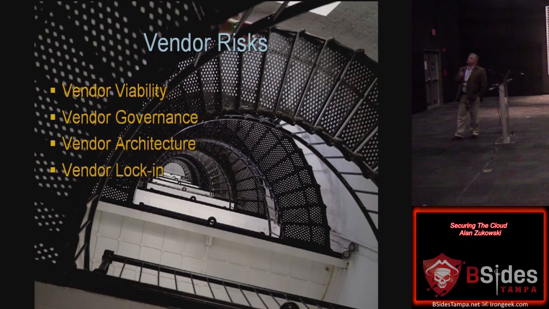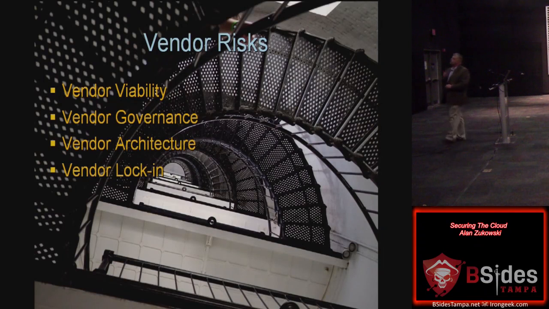Vendor architecture, what's it look like? Are they relying on other vendors? And they don't necessarily volunteer that information. You have to actually ask it, because a lot of times they just don't see the risk either. So the fact that they're using an infrastructure as a service shouldn't really concern you in their minds. And sometimes when you ask that question, they'll be like, why? Why does it matter?